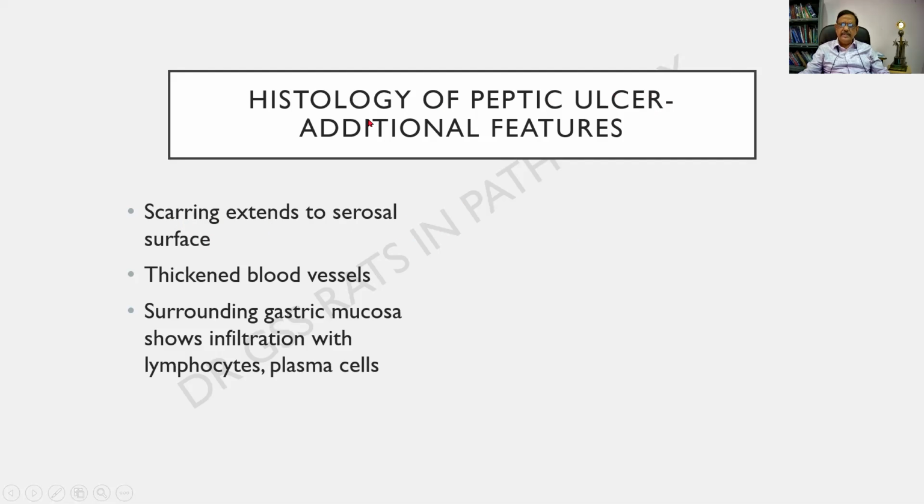Sometimes you find these are the additional features that we can mention in the histology. The scarring will be extending up to the serosal surface. Serosa is the outermost surface of the stomach or the intestine. It extends up to that region. There can be thick-walled blood vessels. And surrounding the gastric mucosa, there will be lymphocytes and plasma cells in the surrounding region. And peptic ulcer itself is a chronic process. Therefore, you will be having lymphocytes and plasma cells.